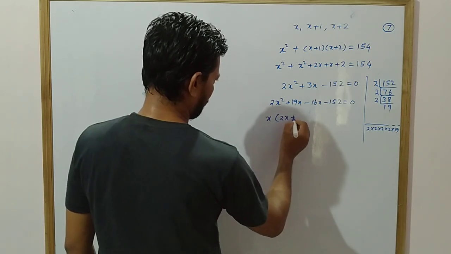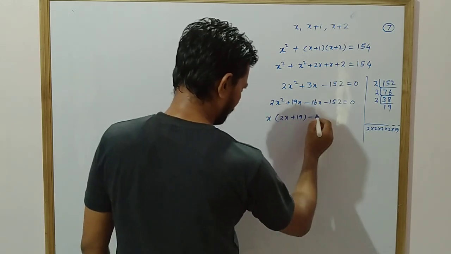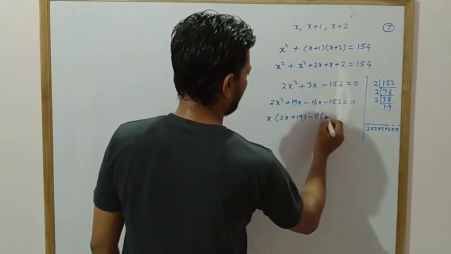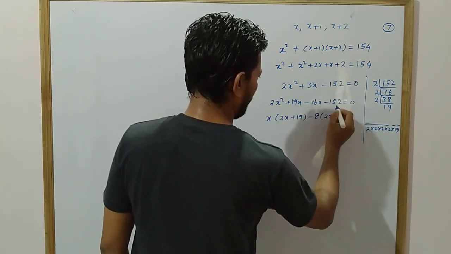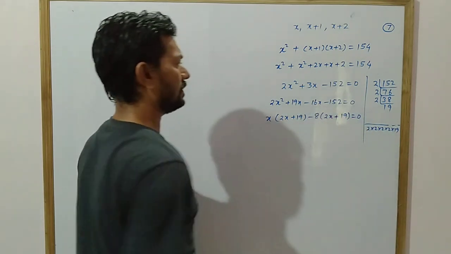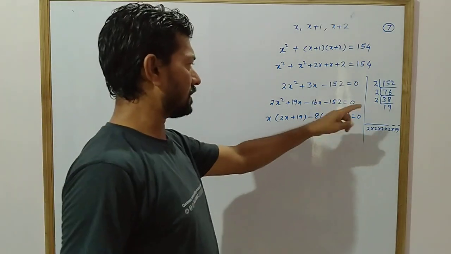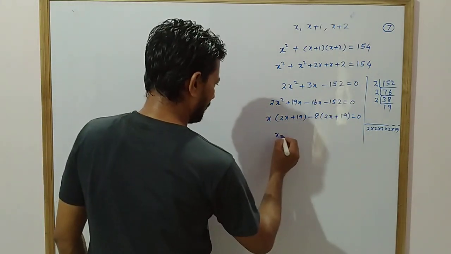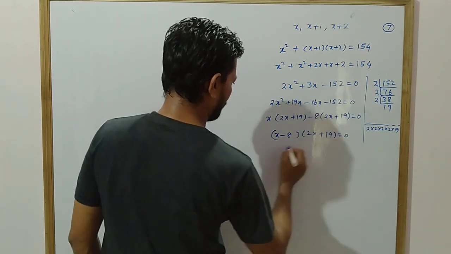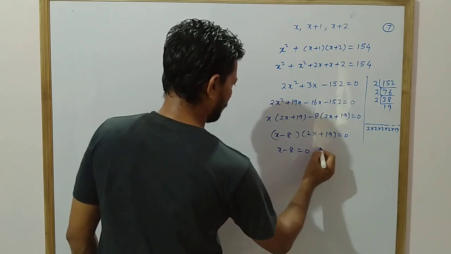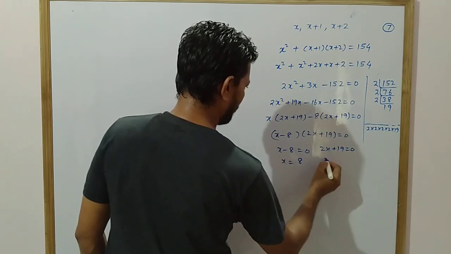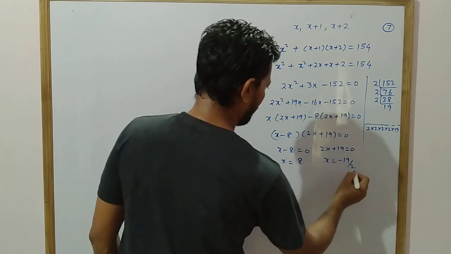x common, 2x plus 19. Here 8 common. This will be 2x plus 19 equal to 0. So (x minus 8) and (2x plus 19) equal to 0. x minus 8 equal to 0, 2x plus 19 equal to 0. x equal to 8, x equal to minus 19 by 2.